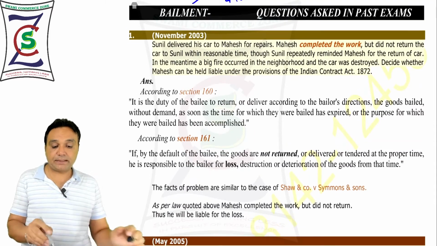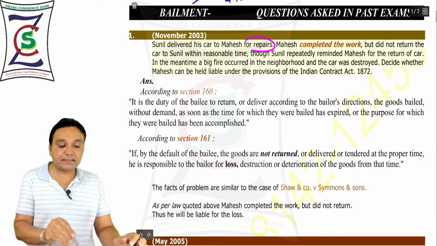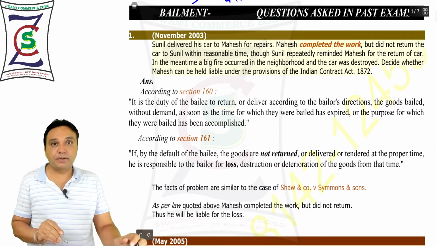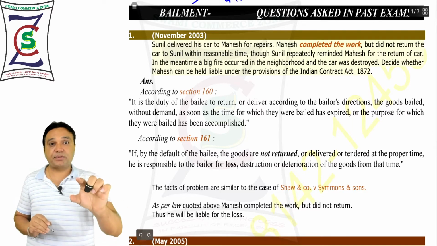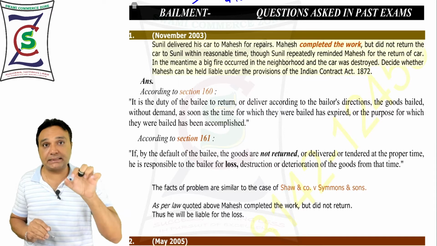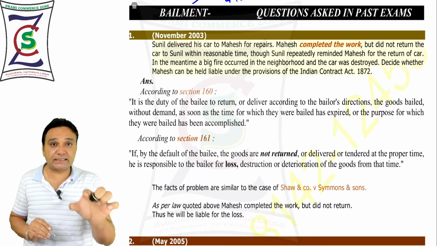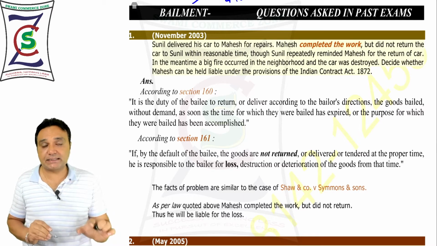November 2003 question. What happened? Sunil delivered his car to Mahesh for repairs. Mahesh completed the work but did not return the car. See, we do the duty of the bailee. As a bailee, you have to return the goods the moment purpose is accomplished. This is section 160. Otherwise, you are gonna be liable for the loss under section 161.